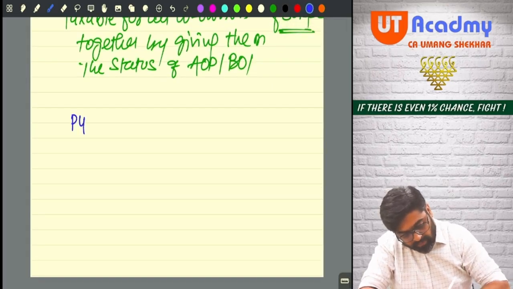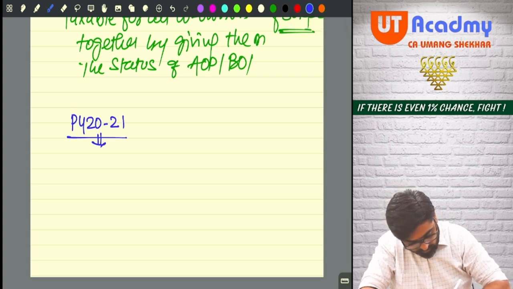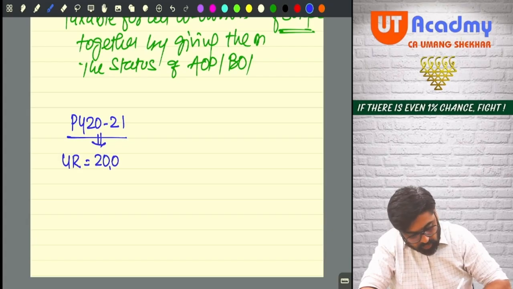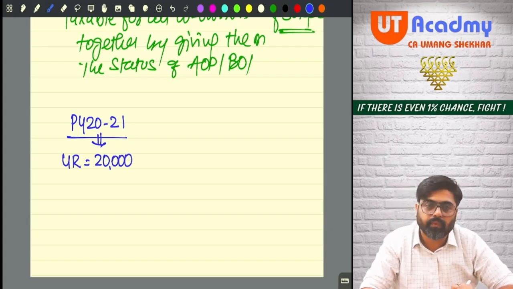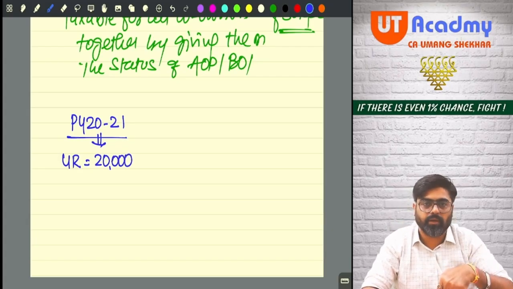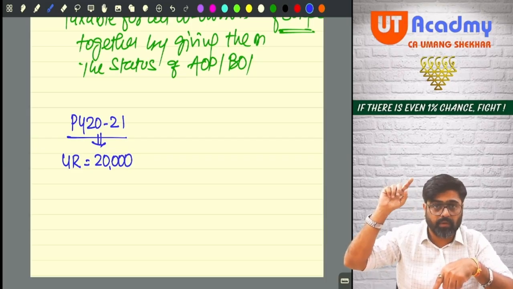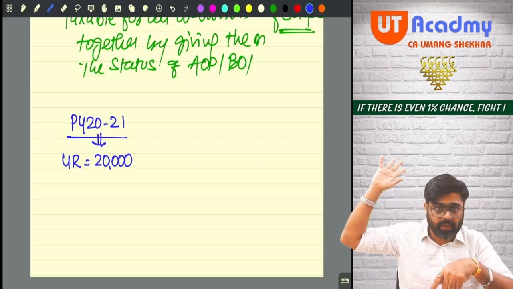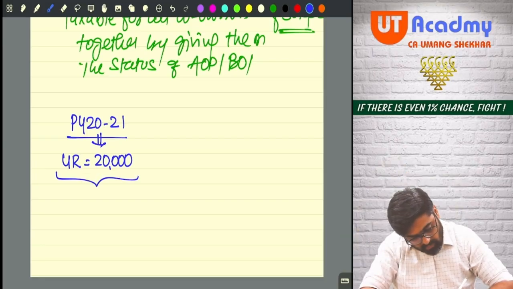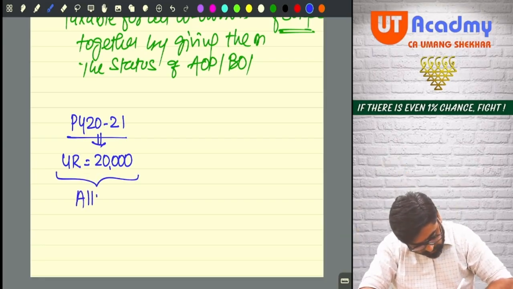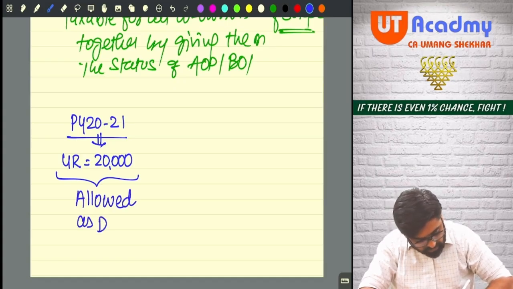In the previous year 2021, unrealized rent was 20,000. This unrealized rent is for 2021, not paid in that year, but it was allowed as deduction while computing what?